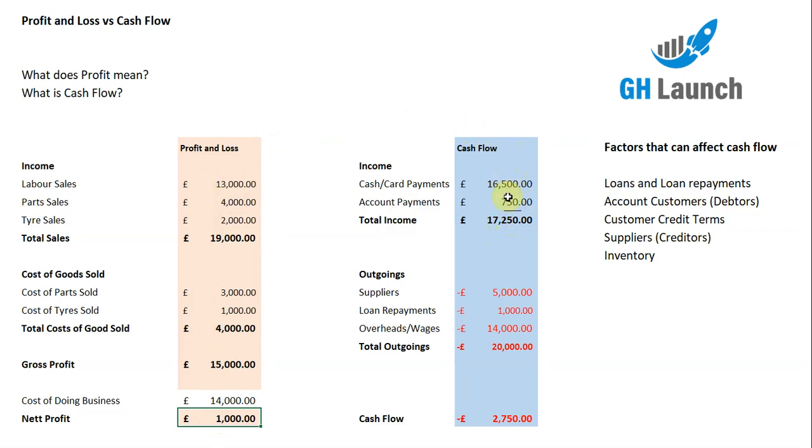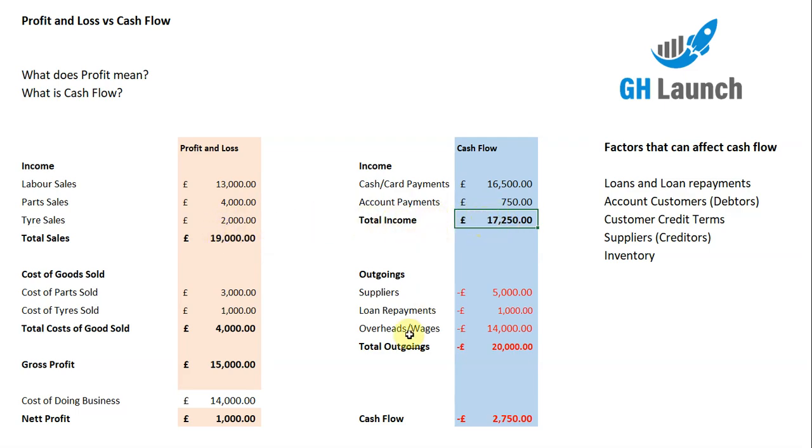So they received £16,500 worth of cash and card payments. They received £750 worth of account payments from the previous month, with a total income of £17,250. And look at this compared to their revenue. Now this is net, and this includes VAT. So based on this month, the reason why this month's income on the cash flow side is down so drastically is because they did a lot of account work. So they haven't actually been paid for doing the work that they've done this month just yet.